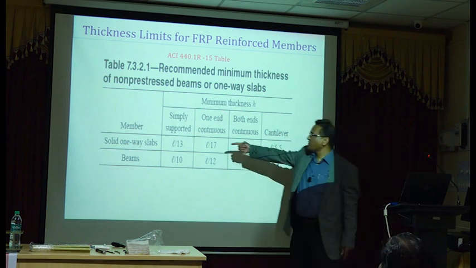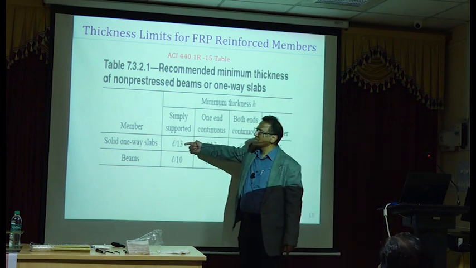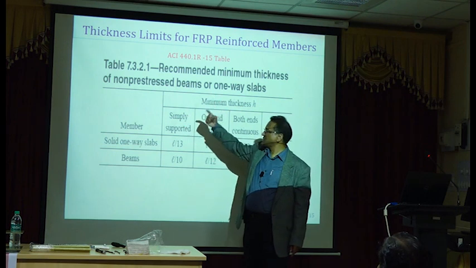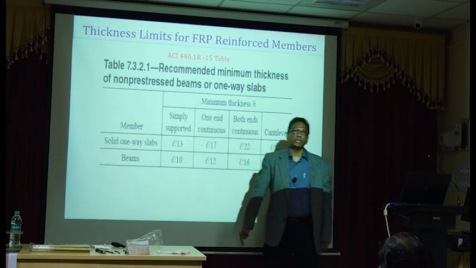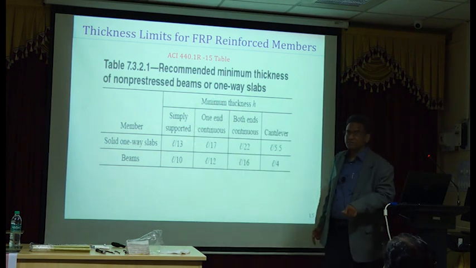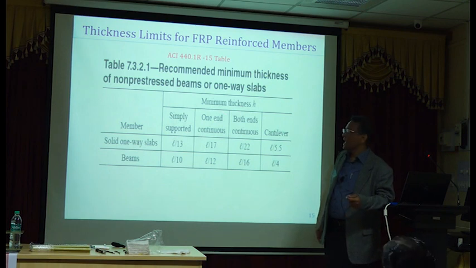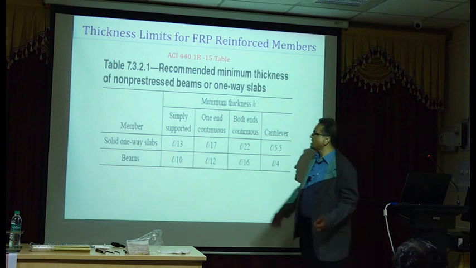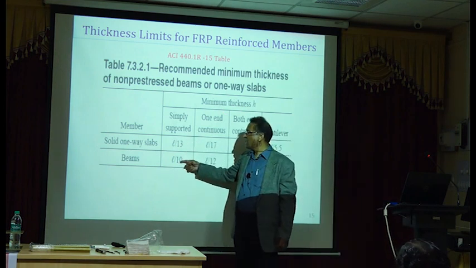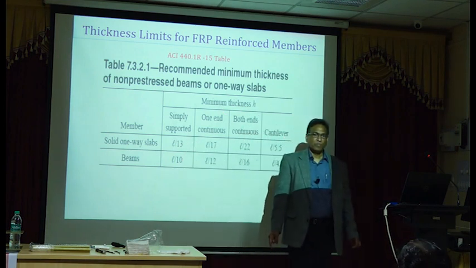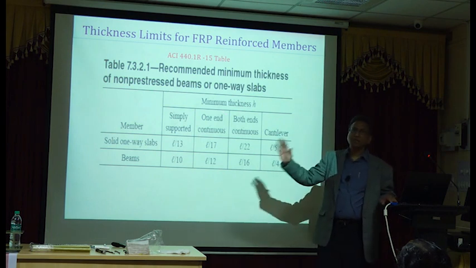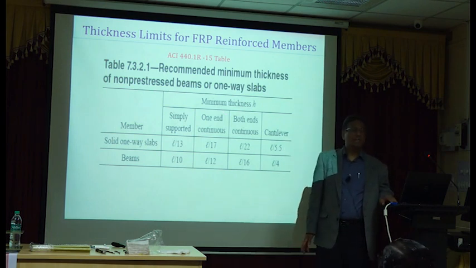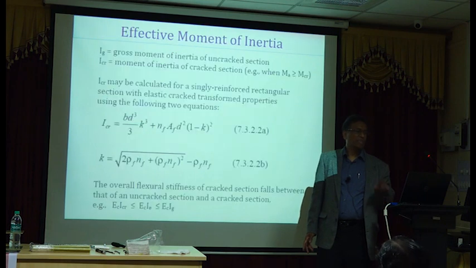So there is a big difference between this and steel reinforced concrete. For steel reinforced concrete, that was L over 20 for slabs and L over 16 for beams. Here it is L over 13 for slabs and L over 10 for beams. But this is only for guidance. It's not to be used as the final design check.